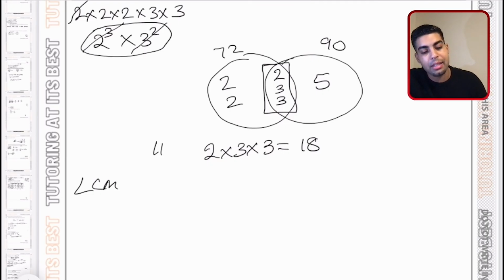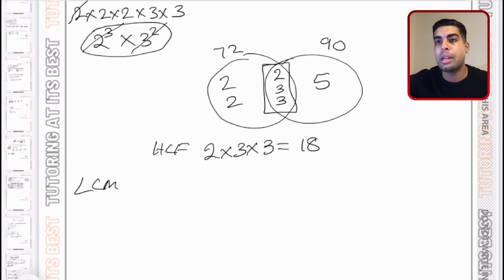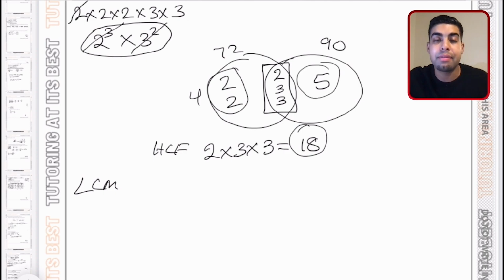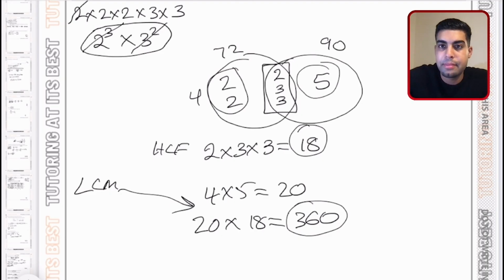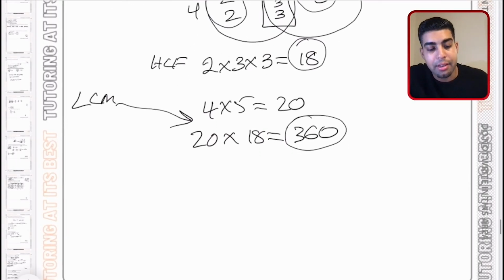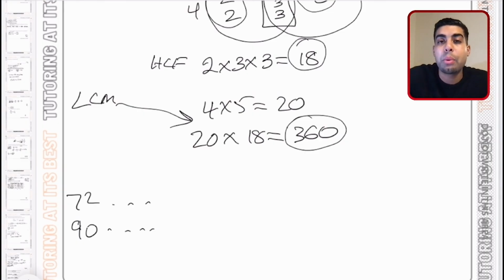Now, in order to do that, we would have to simply multiply everything within our Venn diagram. So by doing so, let's go ahead and multiply everything. So we have 4 in our first section, we have 18 in the middle section, and then 5 in 90. So we know 4 times 5 is 20, and then 20 times 18 is 360, and that will be your LCM. And alternatively, if you don't have this Venn diagram drawn out, you can simply go ahead and write down your 72 and 90 times tables and keep doing that until you get one number that matches, and that will be 360.